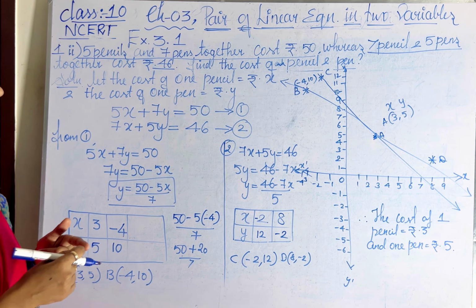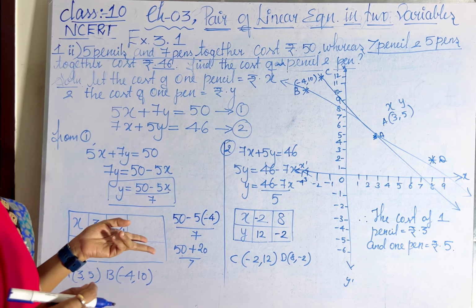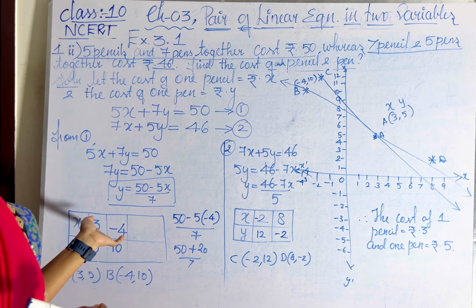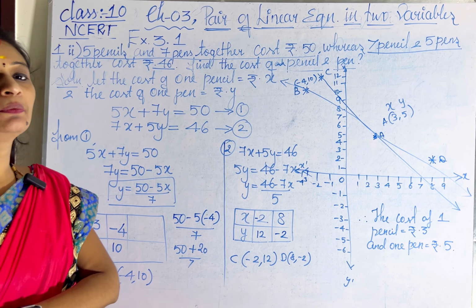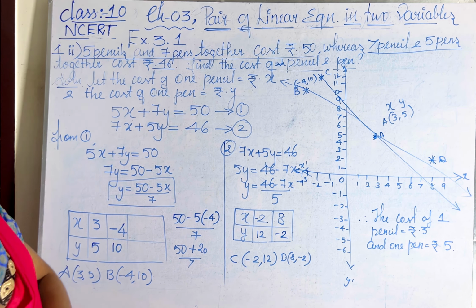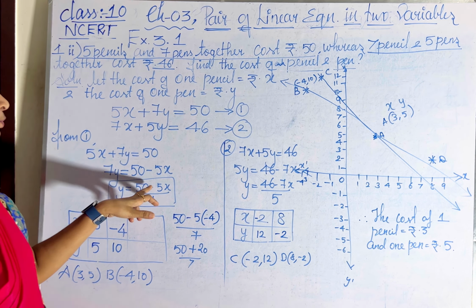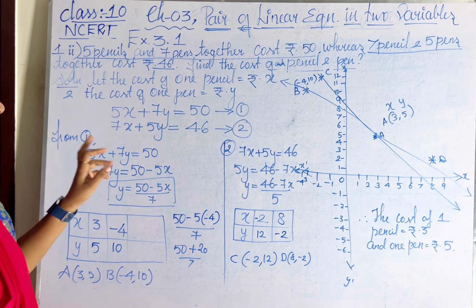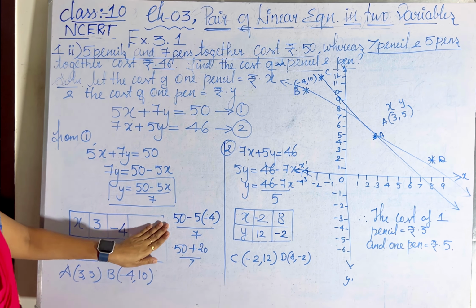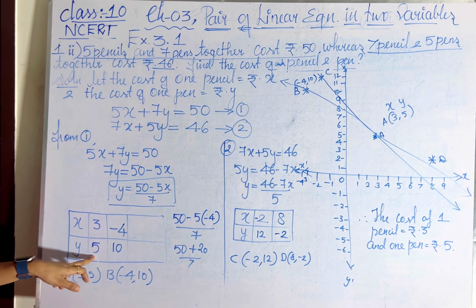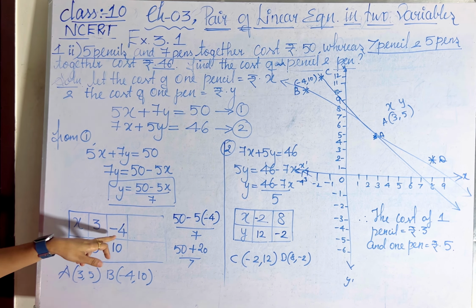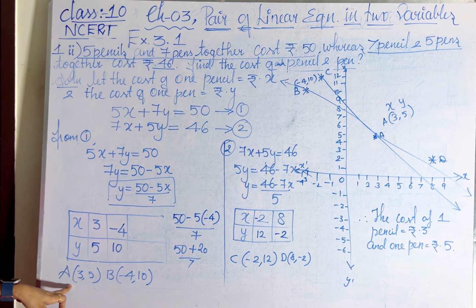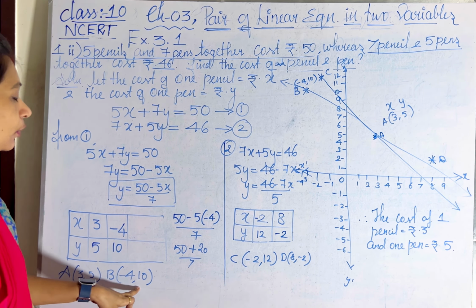Actually, we know that a linear equation in two variables has infinite number of solutions, so you can give any values of x and y. Either it may be a positive integer or it can be a negative integer also. But see to it that on substituting the value, it must be a multiple of 7 so that the simplification will be easy. So here I have substituted x equal to 3, so y will be 5, and x equal to minus 4, y equal to 10. So the coordinate of A is 3, 5 and the coordinate of B is minus 4, 10.